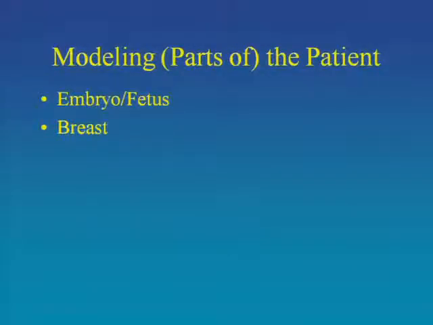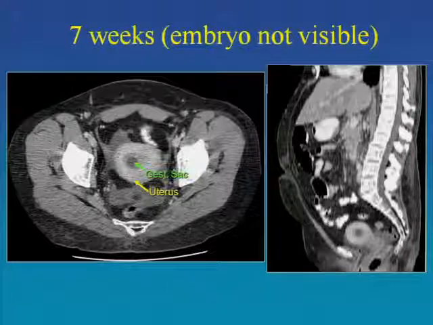And we've modeled parts of the patient. For example, with some of the work that Erin Angel did, we did the embryo and fetus, and we had a couple of folks help us with that, Clint Wellnitz. And then we did breast from thoracic scans of adult females. And I'll show you a couple of examples.